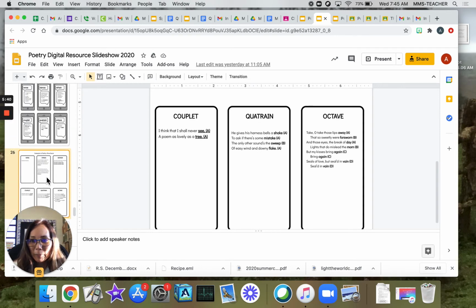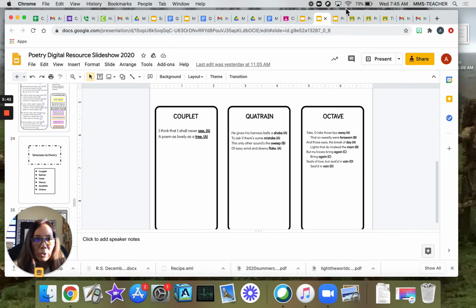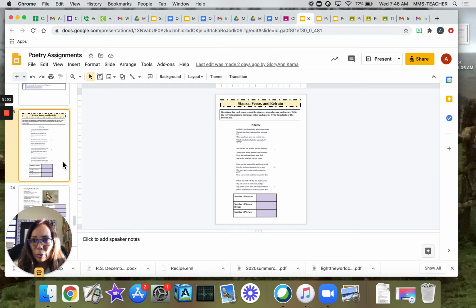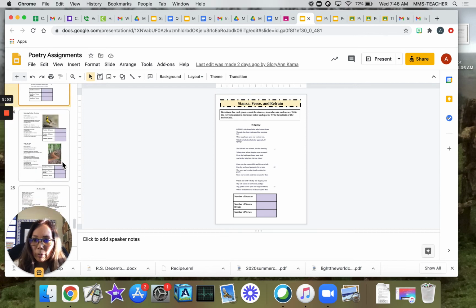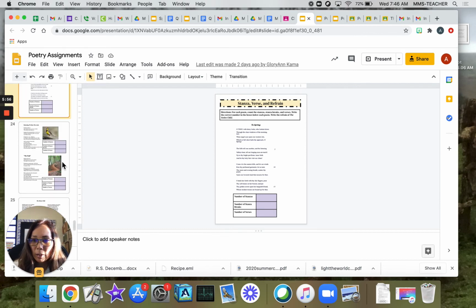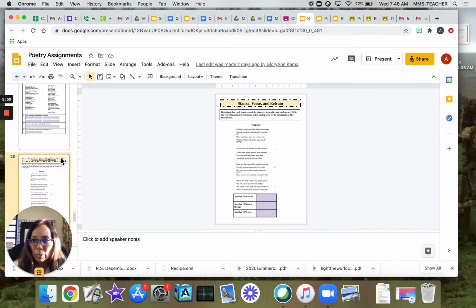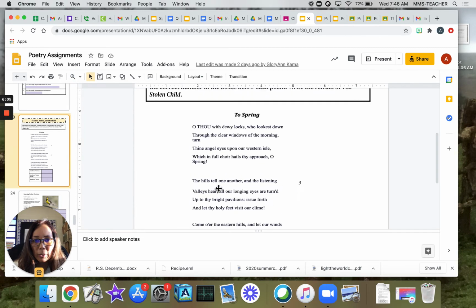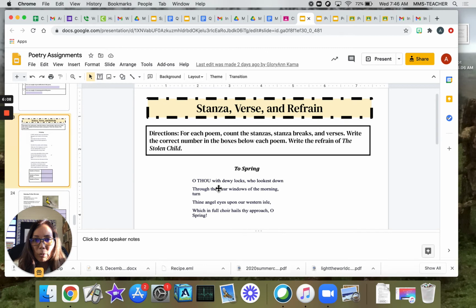Okay, now for your assignments, you're going to go to your assignment slideshow. In your assignment slideshow, you're going to be doing slides 23, 24, 25, 26, and 27. So let me explain how to do it, starting with slide 23. Slide 23 reads, for each poem, count the stanzas, stanza breaks, and verses. Write the correct number in the boxes below each poem. Write the refrain of The Stolen Child.